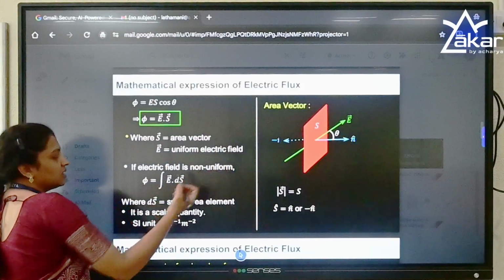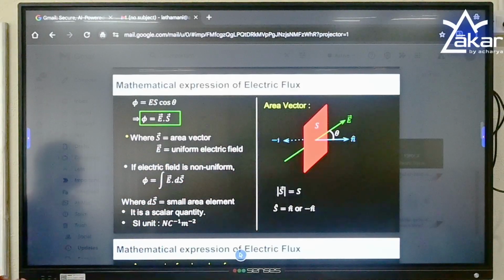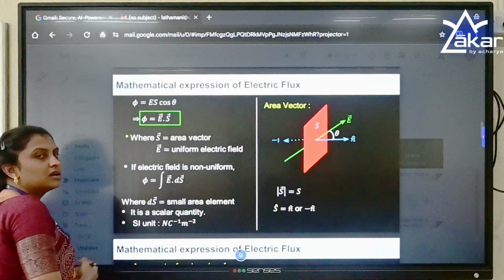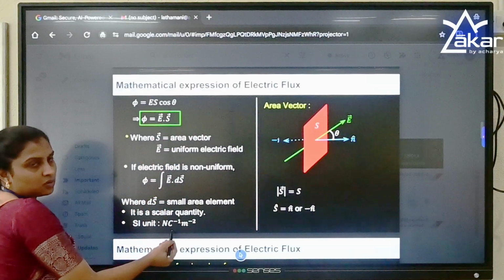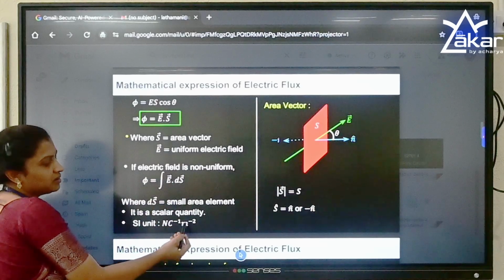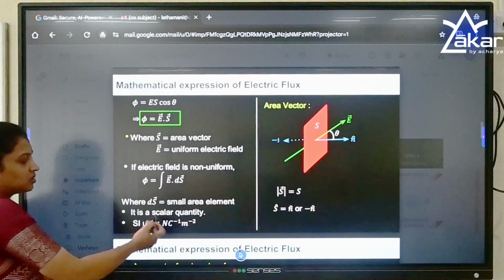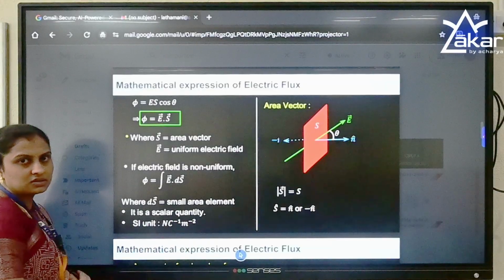It is a scalar quantity. What is the SI unit of the electric field? Newton per Coulomb, and S is in meter square. So what is the SI unit of electric flux? Newton meter square per Coulomb.